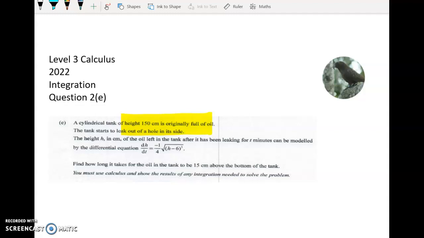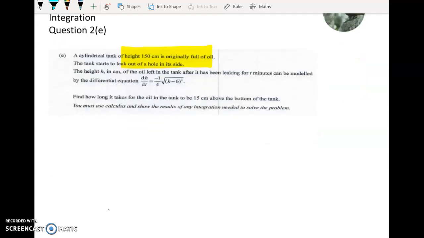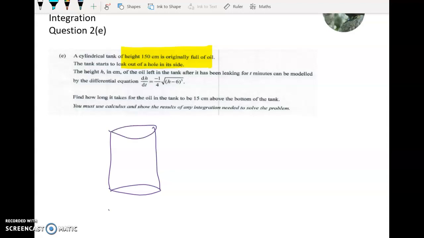We've got the tank and it starts to leak out of a hole in its side. Now there's no diagram and you hardly even need one, but I'll do one. So here's our cylinder and we know that the height is equal to 150 centimetres and it's full up to start with. So somewhere on here there is a leak in the tank. I'm guessing the leak probably needs to be near the bottom, otherwise eventually we're going to end up with the oil not leaking.